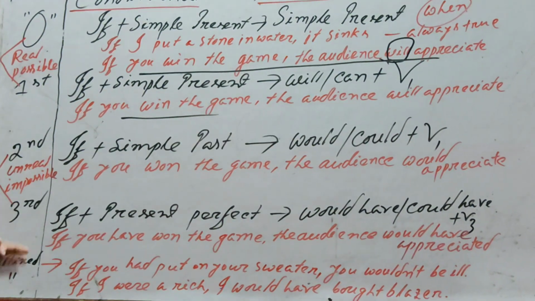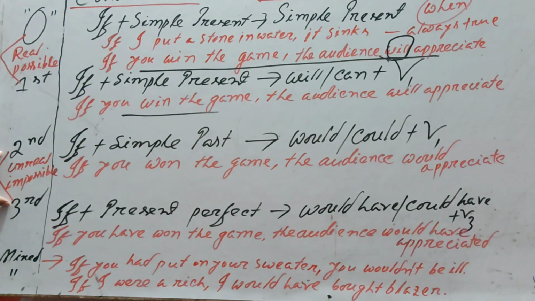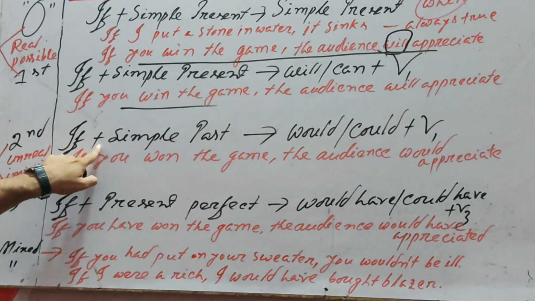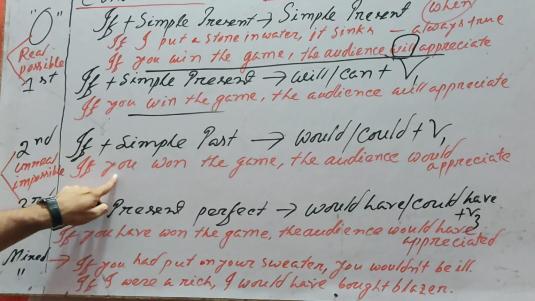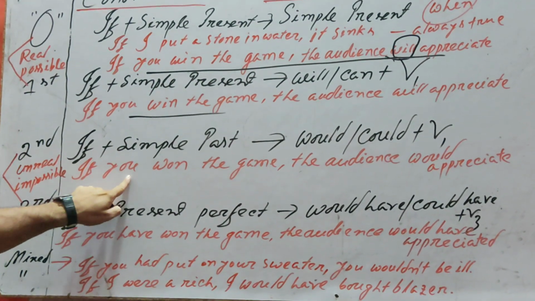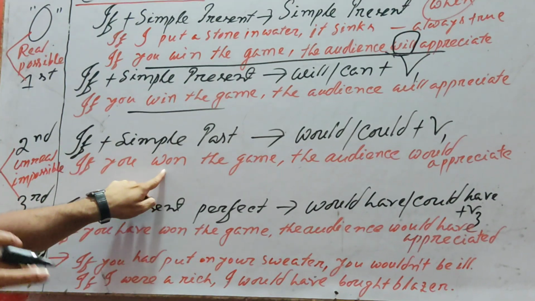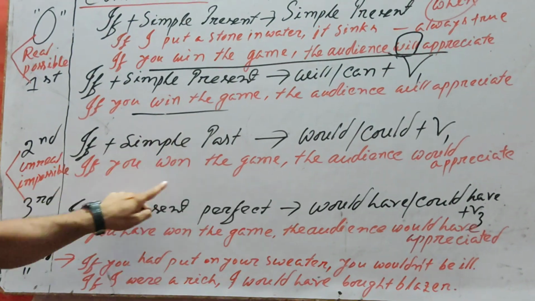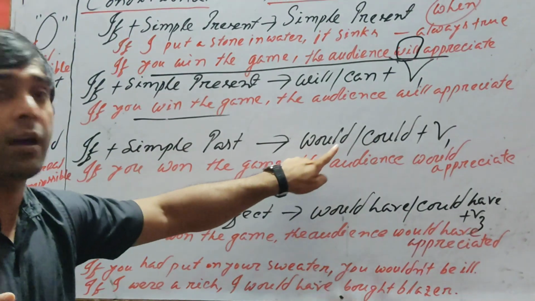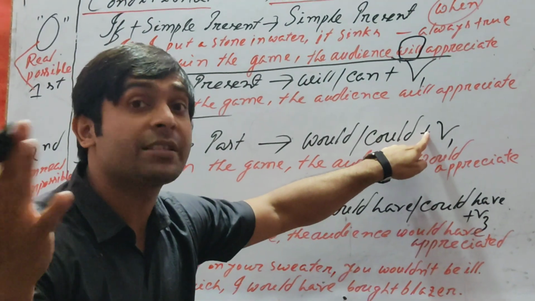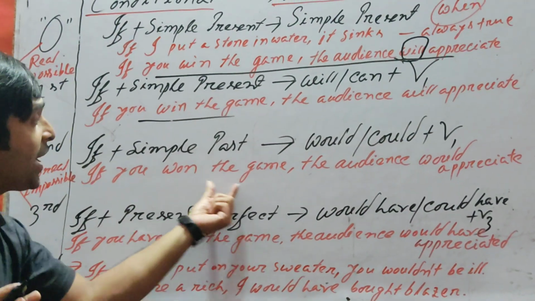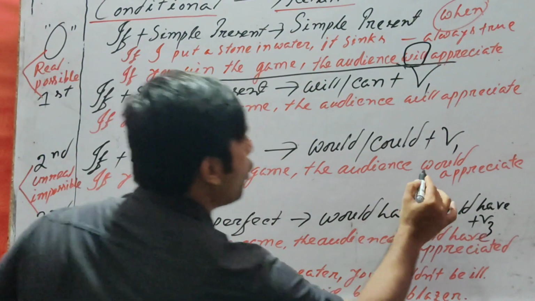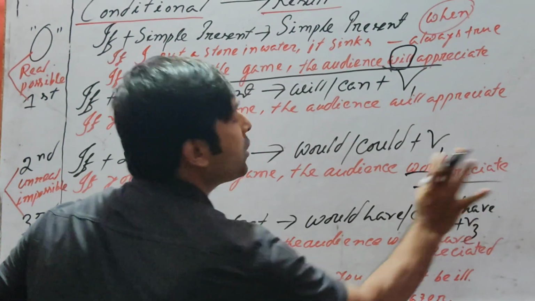So it's okay. And the second conditional and third conditional are called unreal or impossible conditionals. Before going to the structure, I would like to show the example. If you won the game, this is the past form of win, so I have used simple past. If it is simple past, I should use would or could plus the base form. So if you won the game, the audience would appreciate. You are right. It's okay.